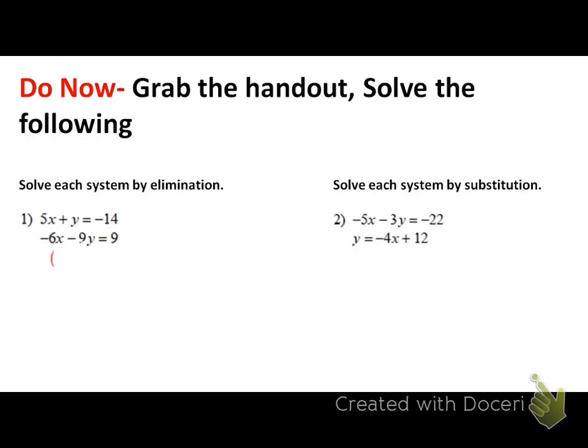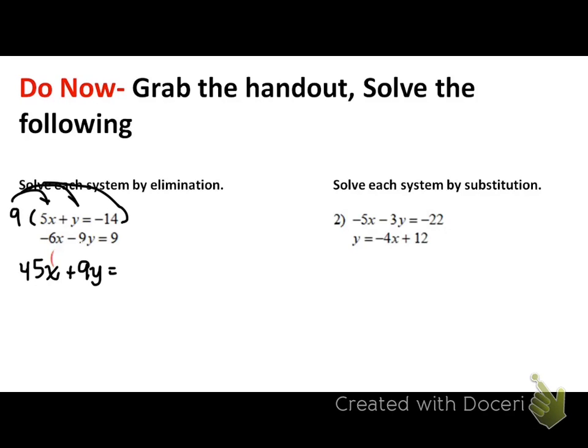So, for our do now, it tells us to use elimination. Looking at my elimination values, what would be the easiest one to get rid of? The top or bottom equation? Top multiplied by what? 9. So we're going to multiply everything by 9. Distributive property to all these parts is going to give me 45x plus 9y.